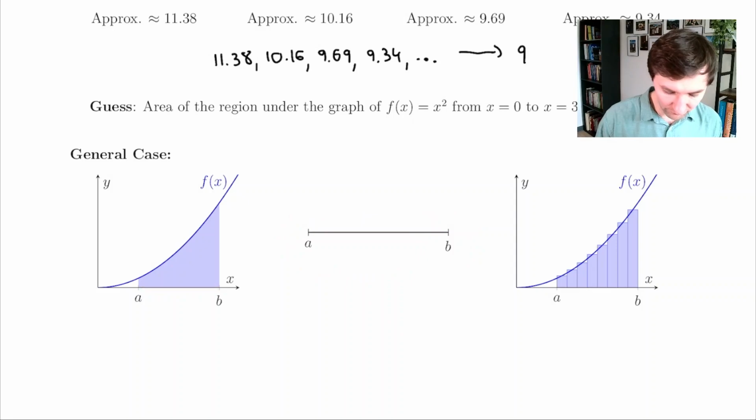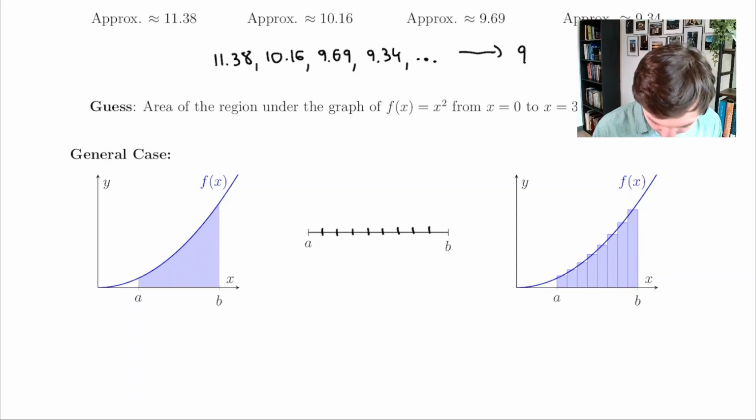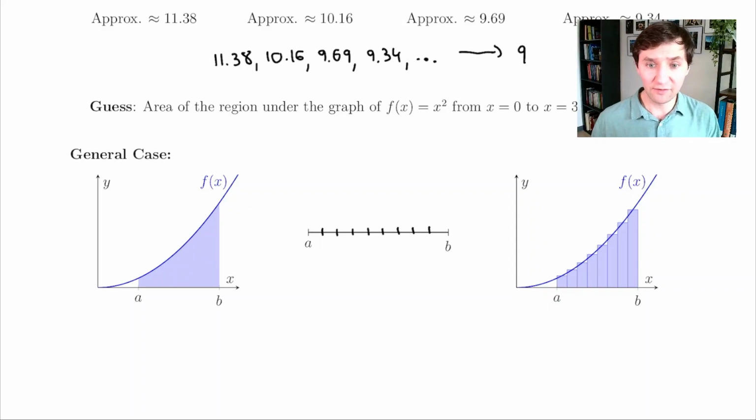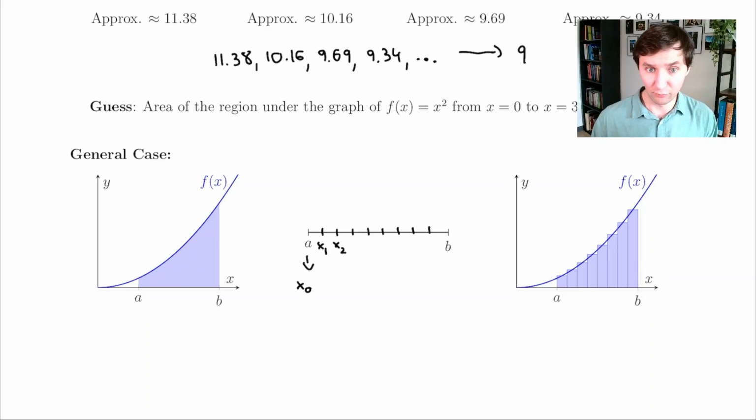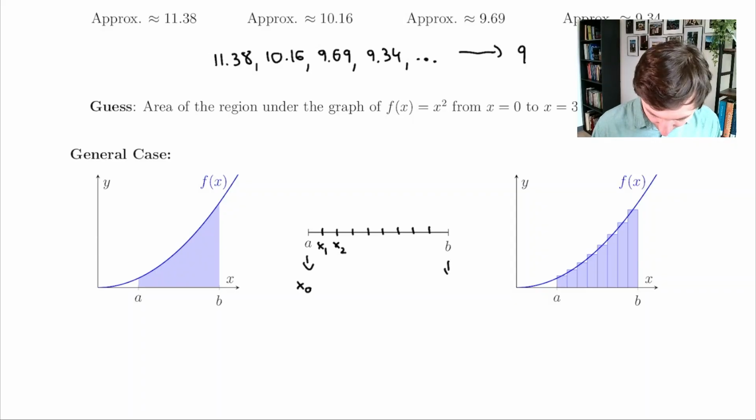I have an interval from a to b. I will split it into n subintervals of equal length. Let me give names to those points that split my interval into subintervals. I will call a by a new name, x0. The next point will be called x1. The next point will be called x2, and so on. The last point, which in our case is b, will be called xn. The point before that will be called xn-1.